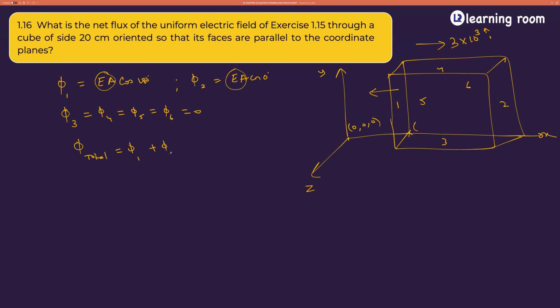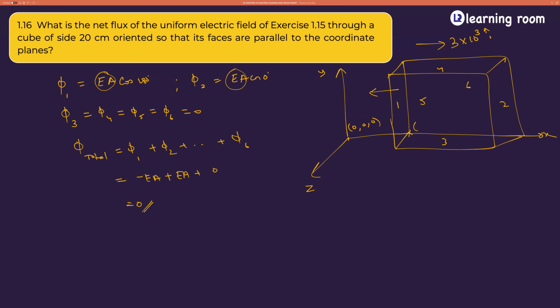Phi 1 plus phi 2 plus so on till phi 6. Phi 1 is minus EA. Phi 2 is plus EA. Everything else is 0. Answer will be 0. What is the meaning of this? Meaning the number of electric field lines which are entering the surface is equal to the number of field lines which are leaving the surface.